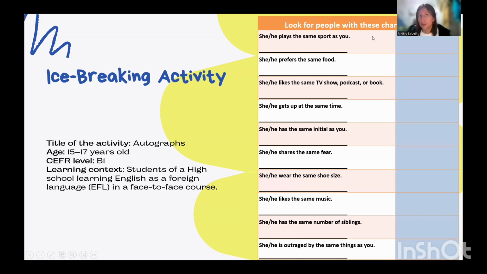So if they find a person, she or he needs to sign the worksheet. And after that, the teacher discusses with them questions about the activity. And I think it encourages communicative interaction among students and helps the students to get to know each other in a relaxed and engaging way.